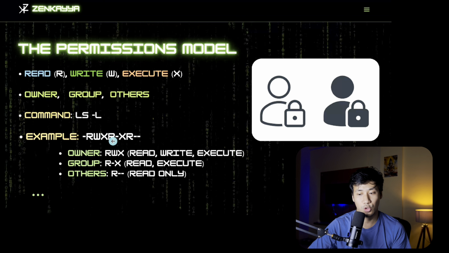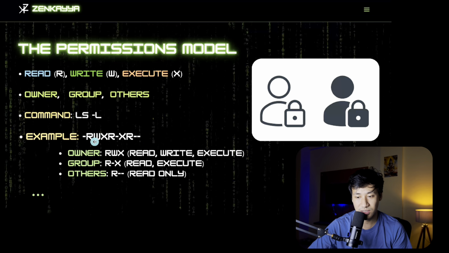Next is group. What can group do? Group can only read, it can't write, but it can execute. Okay, last one is others. What can others do? Others can neither read nor write nor execute it. Okay, this is how it is denoted.